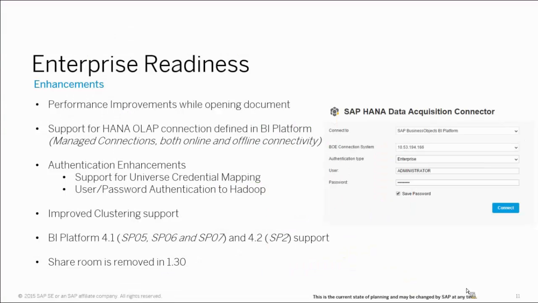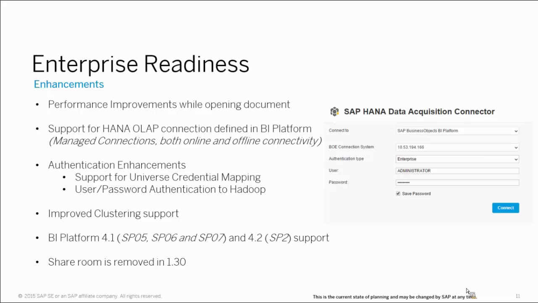From the enterprise readiness perspective, there have been certain performance improvements while opening the document. We had heard from customers that they have been experiencing bad performance on the Lumira server for BIP side, and there have been investments in this direction, and we have improved the performance for now by around 15 to 20%, and you would expect more. You can expect more improvements with 1.31.